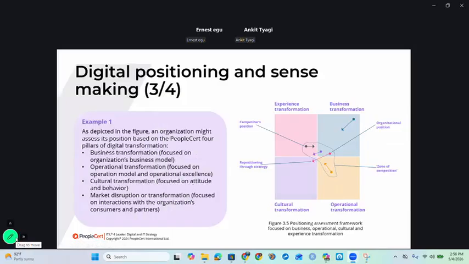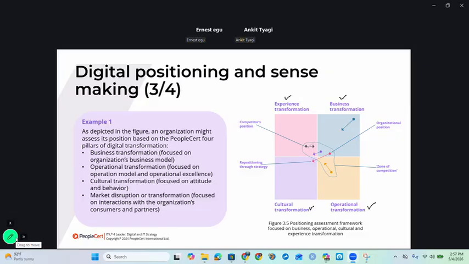First example is an organization might assess its position based on the people-centered four pillars of digital transformation: business transformation, focused on the organization's business model; operational transformation, focused on operating model and operational excellence; cultural transformation, focused on attitude and behavior; and market disruption or experience transformation, which is focused on interaction with the organization's consumers and partners. So I have these different strategic focuses here: experience transformation, business transformation, operational transformation, and cultural transformation.